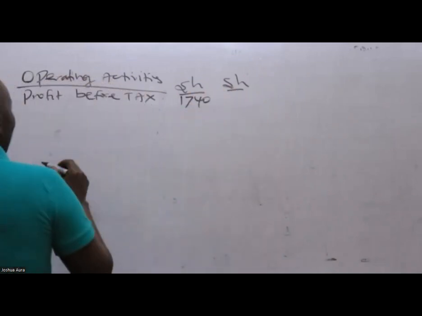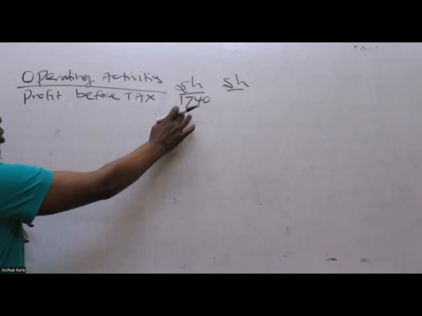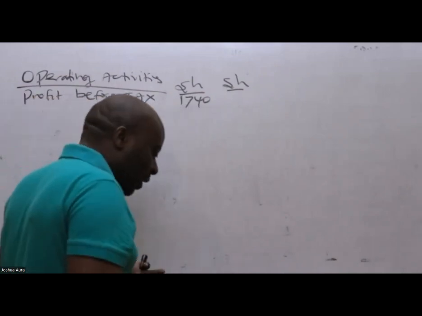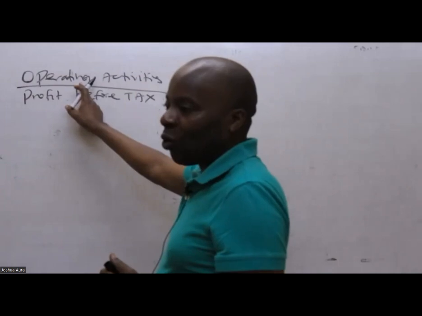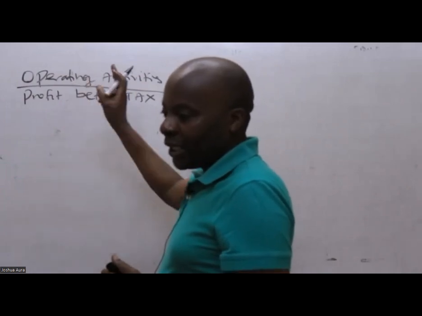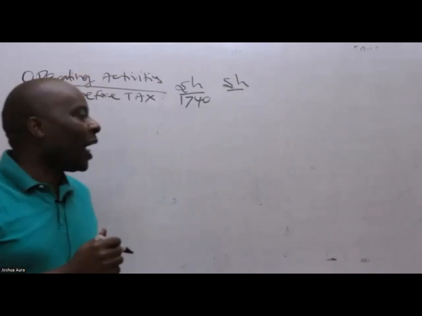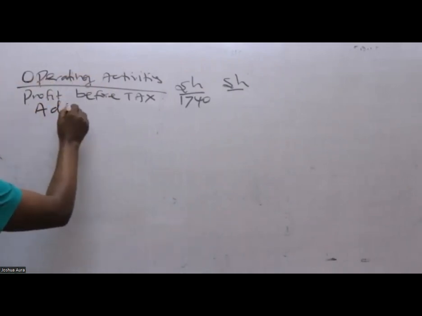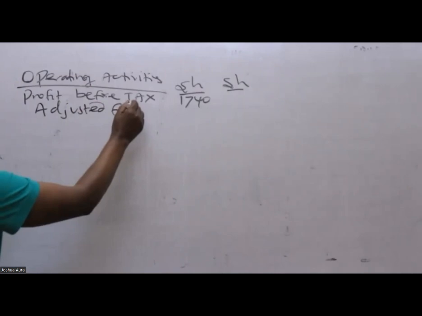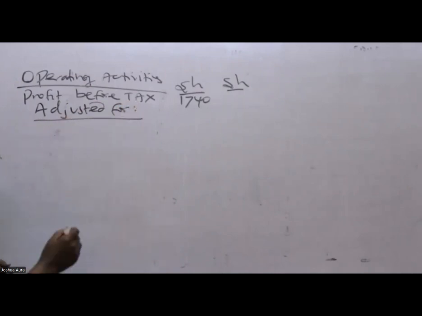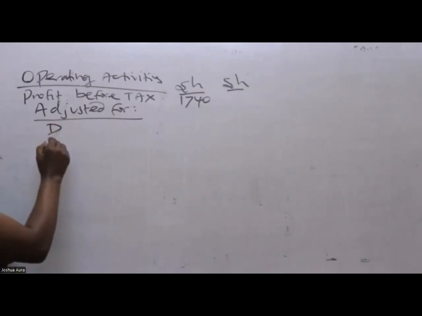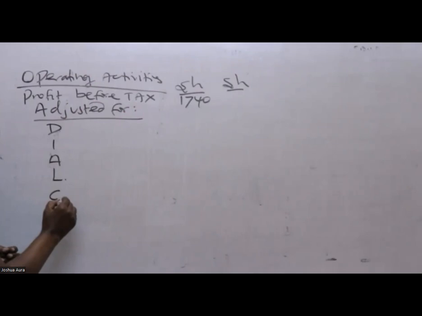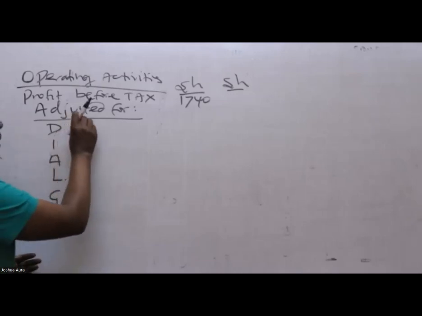So this 1740, we have to adjust for some non-cash operating expenses, because at the end of the day, what we want is the cash flow. So mention here, adjusted for. Remember, ladies and gentlemen, for the non-cash adjusting expenses, simply remember the concept of "Dial God's number". There are only 5. Dial God's number, right? They are adjusted for.